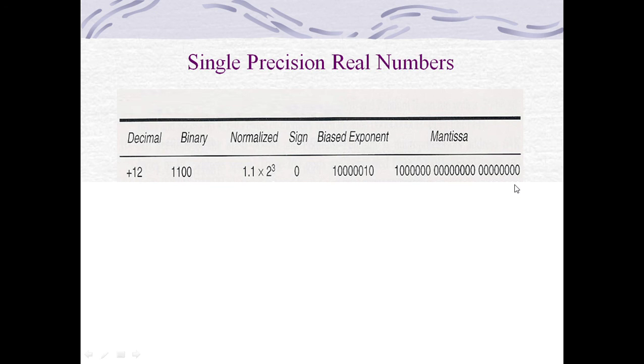So let me show you another example where we have -12. The same procedure is followed, just the sign bit is 1, and the rest of the values are exactly the same.